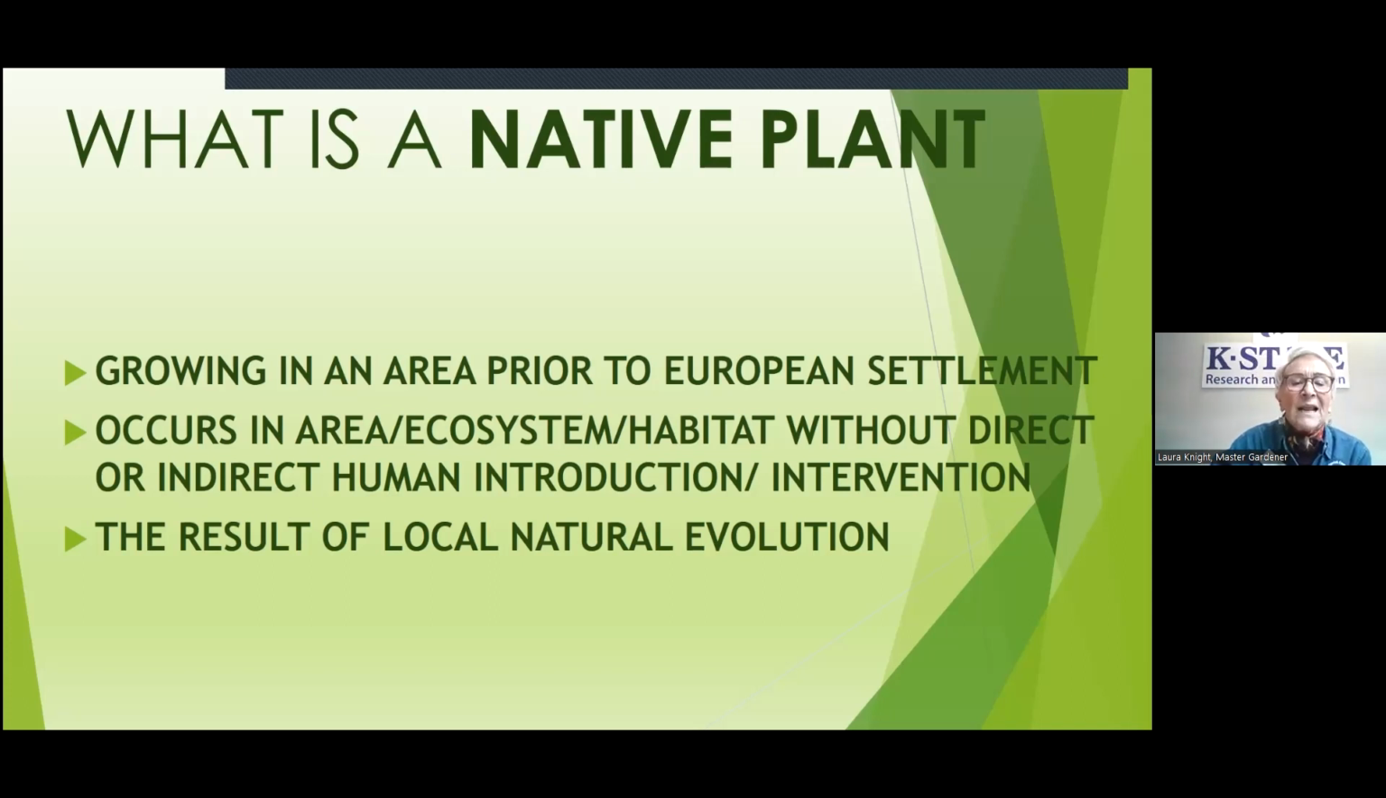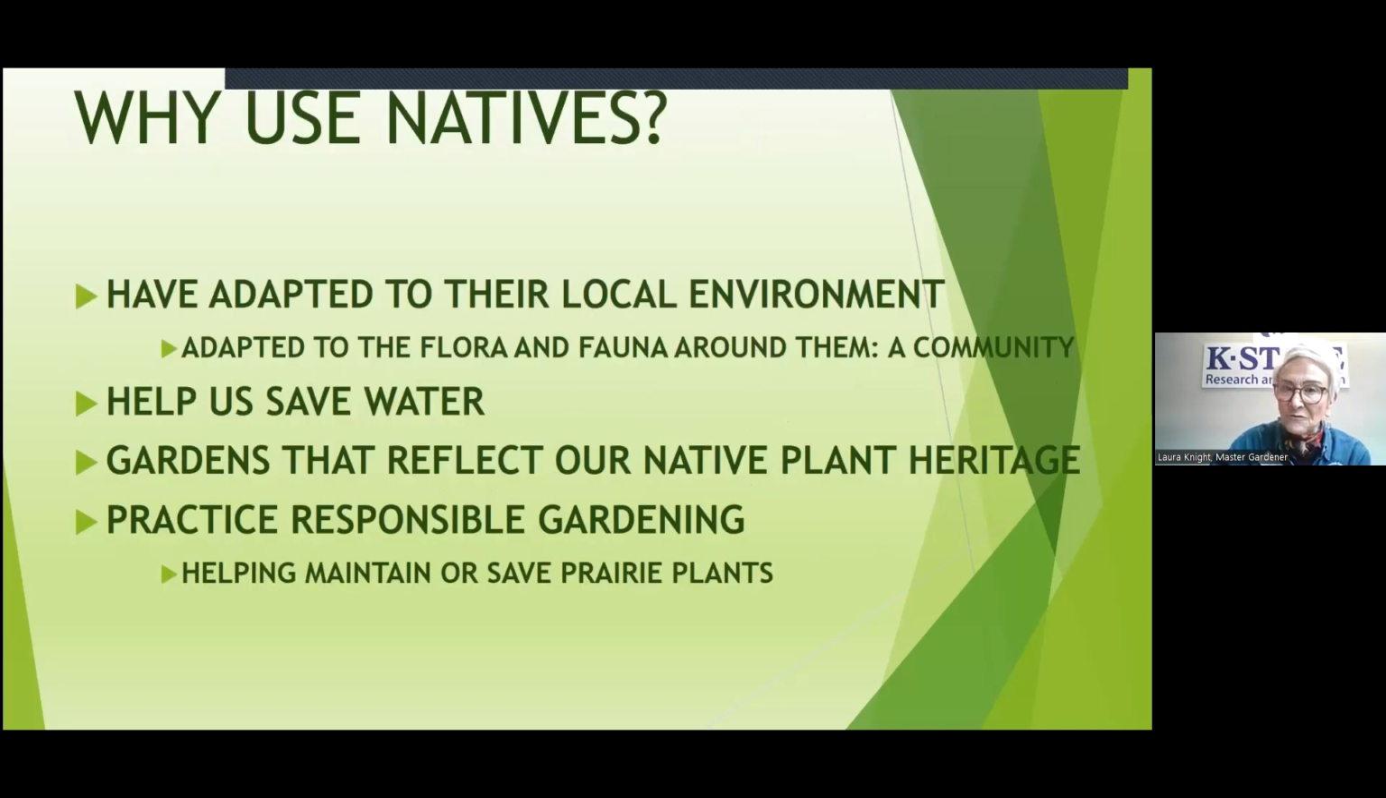There's always a question about that. So the one that I like the most actually is the one that says occurs in an area, ecosystem, or habitat without direct or indirect human introduction or intervention. Or the other one is the result of local natural evolution. These are 3 ideas that are usually talked about when a native plant definition is looked for.